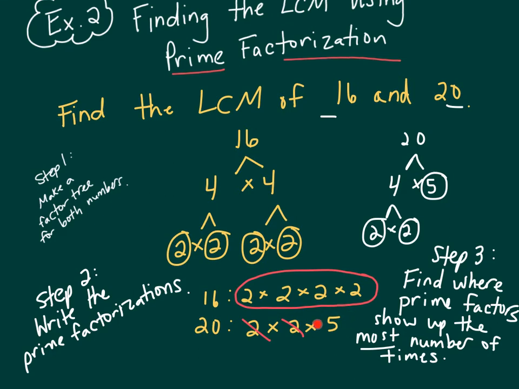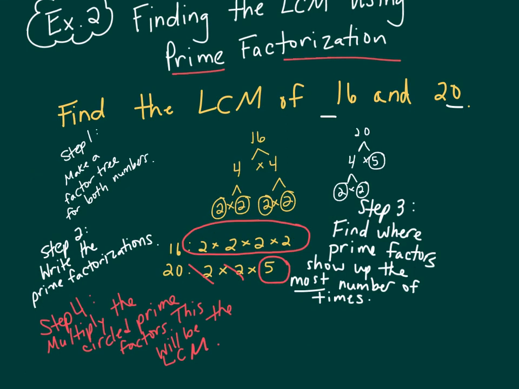So I do have a 5, and there's only one of them, but I have to use it because it shows up the most number of times down here. So I have to use that one as well. And for the final step in this process, we are going to multiply all those circled prime factors out, and this will be our least common multiple of these two numbers. So because I had 4 2's, I'm going to multiply all 4 of those 2's. And then I also had that circled 5, so I'm going to multiply that one.